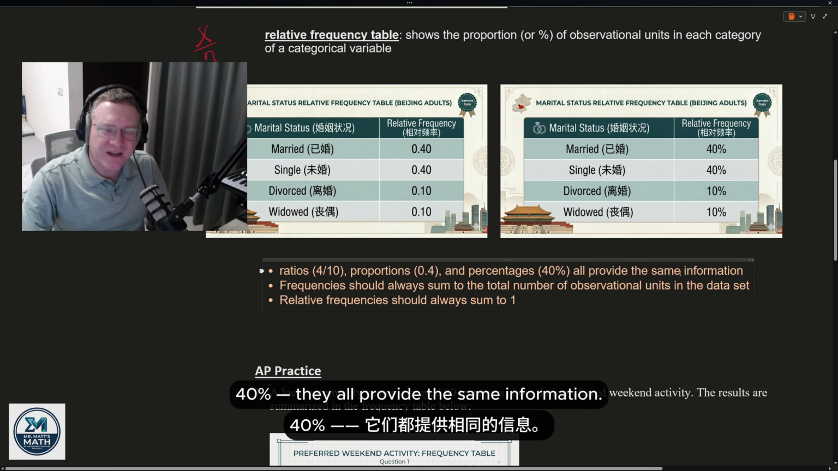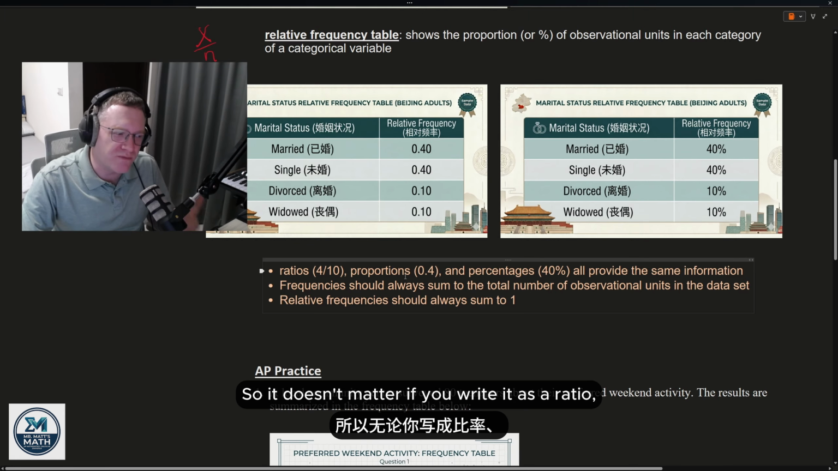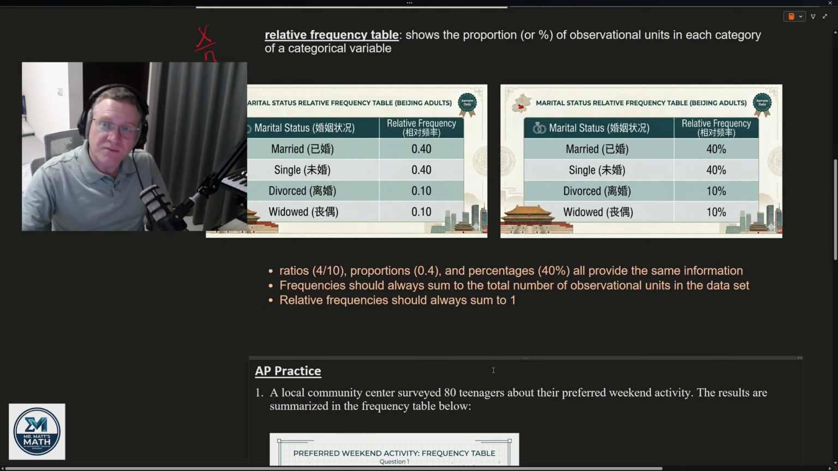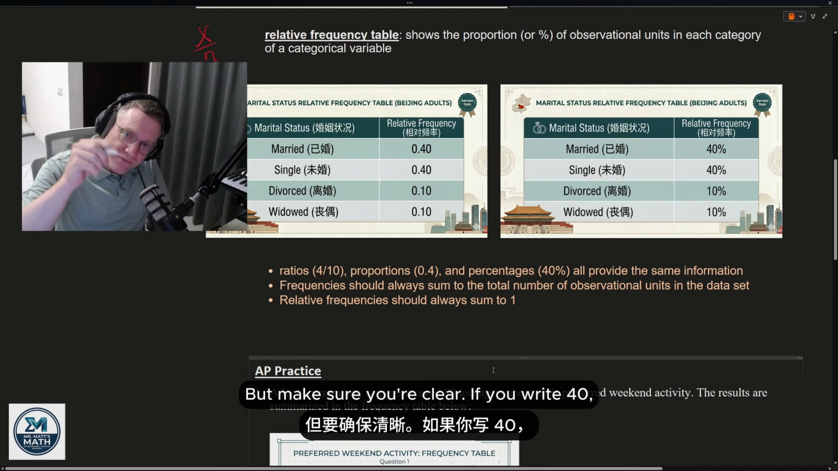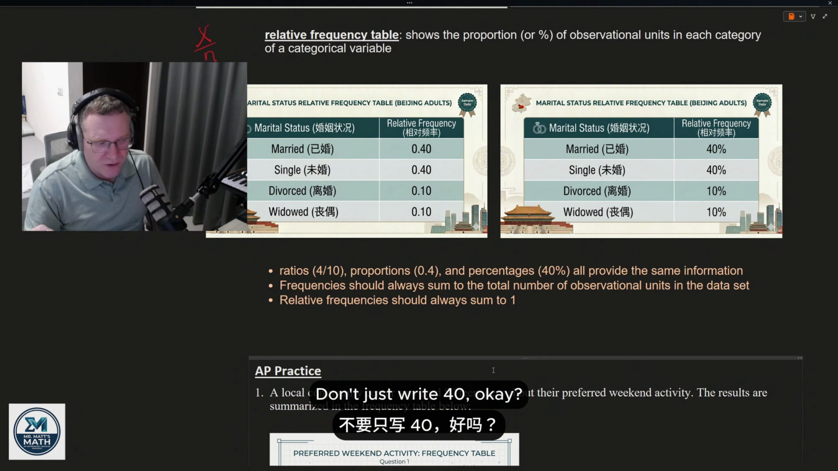Note that ratios, 4 out of 10, proportions, 0.4, and percentages, 40%, all provide the same information. So it doesn't matter if you write it as a ratio, a proportion, or a percentage. But make sure you're clear. If you write 40, make sure you put a percent sign behind it. Don't just write 40, okay?